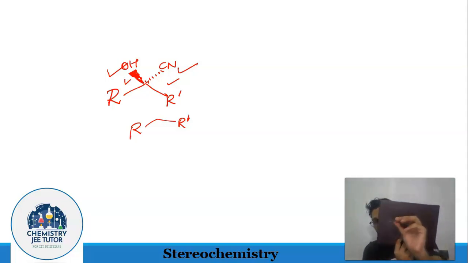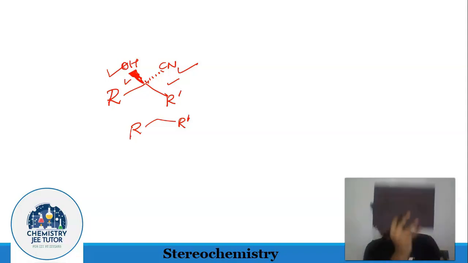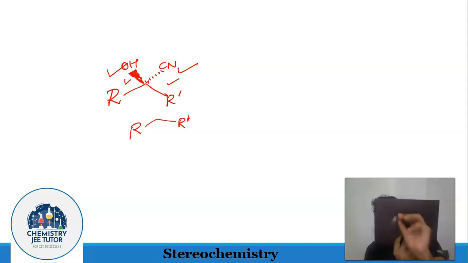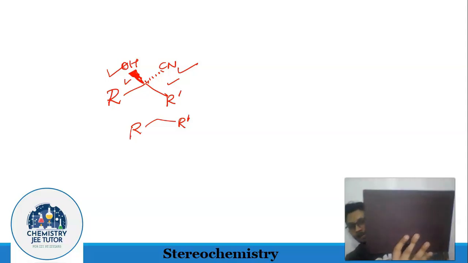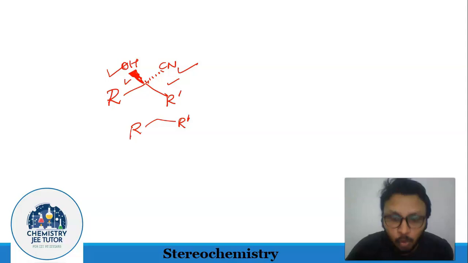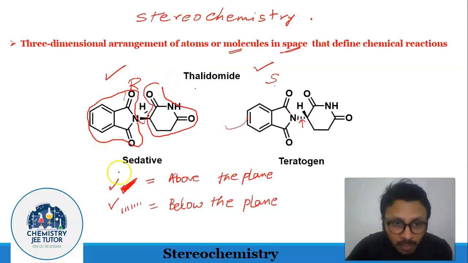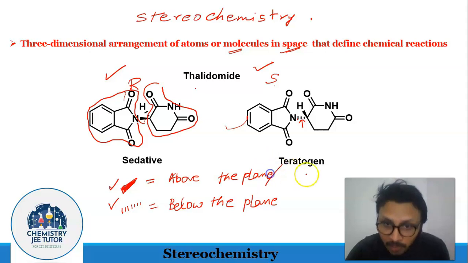This OH group, which is signified by this black pen, is towards you. That means if the plane is in the vertical segment, this solid wedge bond indicates that it is going towards you. While the cyano group is essentially behind you, that means away from you. So we can visualize in two ways that this bond is above the plane, or if we consider the plane to be a vertical system, that it is towards the viewer.